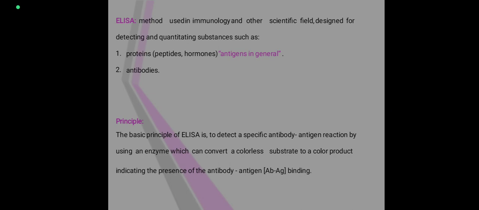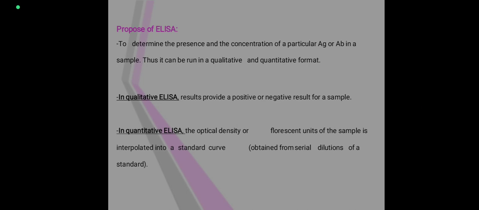The principle of ELISA is to detect the specific antibody antigen reaction by using an enzyme which can convert a colorless substance to a colored product, indicating the presence of the antigen antibody complex or the antigen antibody binding. The purpose of ELISA is to determine the presence and concentration of a particular antigen or an antibody in a given sample. Thus, it can be run in a qualitative and a quantitative format itself.